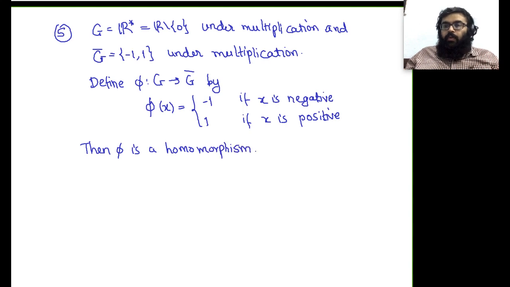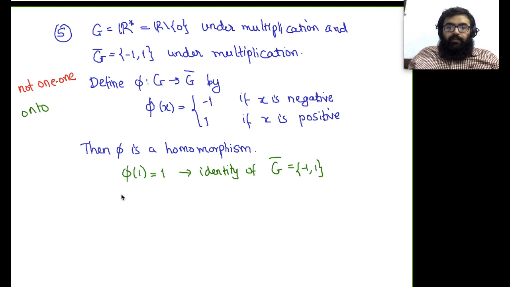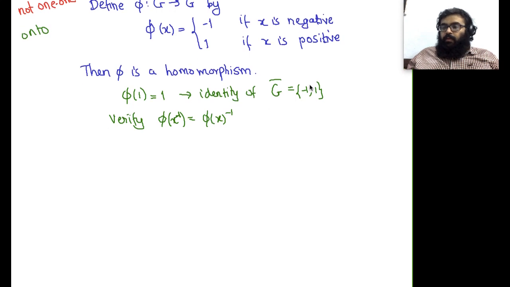Again, what about 1-1 and onto? It is not 1-1. It is onto because positive numbers will take 1, negative numbers will take minus 1. What about the identity element? R star with multiplication, the identity element is 1, and phi of 1, 1 is positive, so the image is 1, which is the identity of G bar, minus 1, 1. And phi of x and minus x, this can be verified. We have to consider two cases here. Phi of x inverse equals this. Right, so this example we have considered.